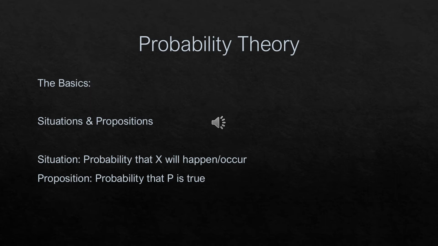In probability theory, some people talk in terms of situations, and some people talk in terms of propositions. When you talk about the probability of a situation, you think of the probability that that situation will occur, will happen. Whereas with a proposition or a statement, you say the probability that some particular proposition P is true or false. This is just a way that people talk, but you can translate back and forth between both of them, and I'll go back and forth between both of them.